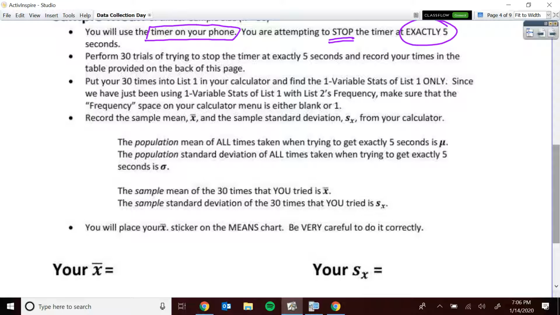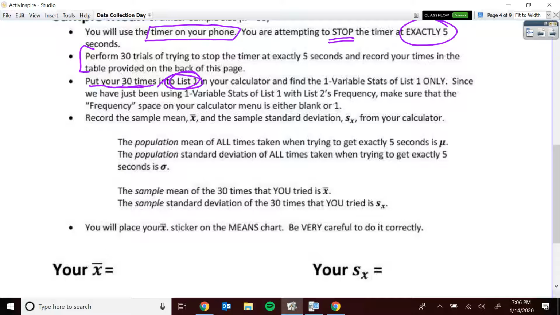What I would like for you to do is after you get your 30 times, put your 30 times into your list 1 on your calculator, because I want to do more than just get the average. I want to also look at your standard deviation. There's some interesting things we can get from that. But let's talk about the calculator situation real quick. So pull out your calculators if you don't already have those out.